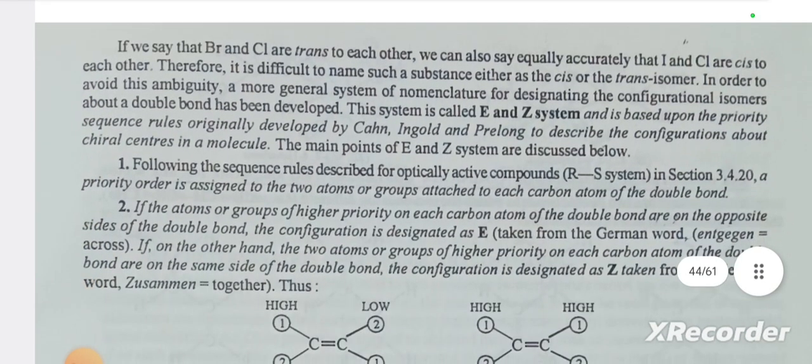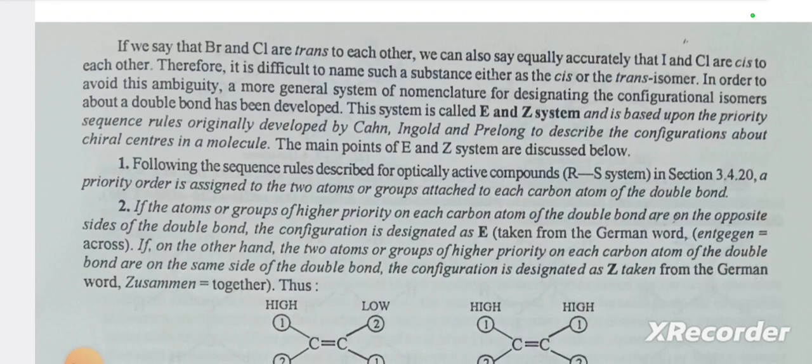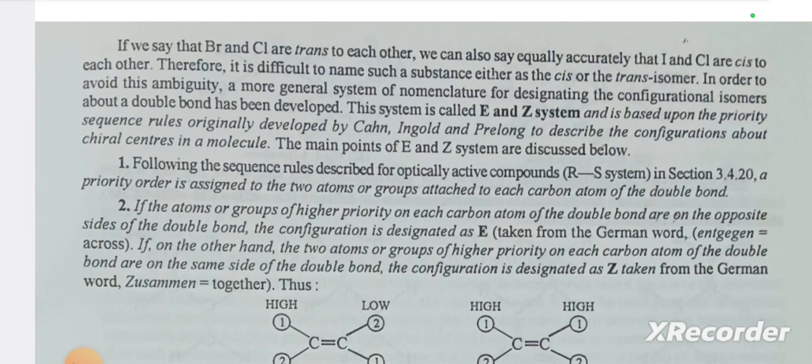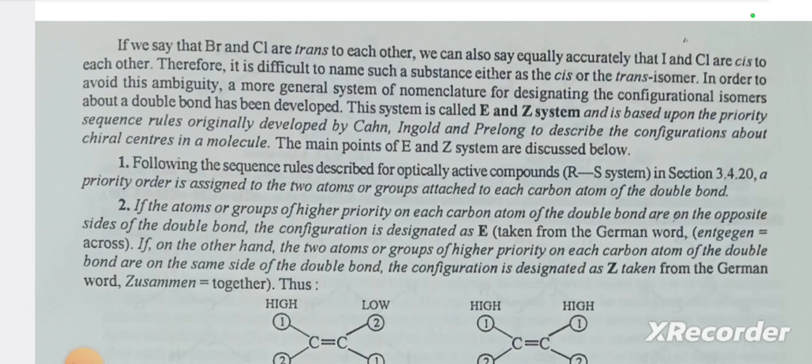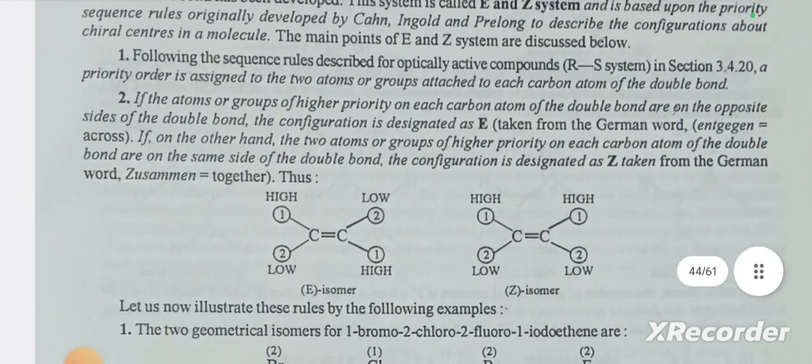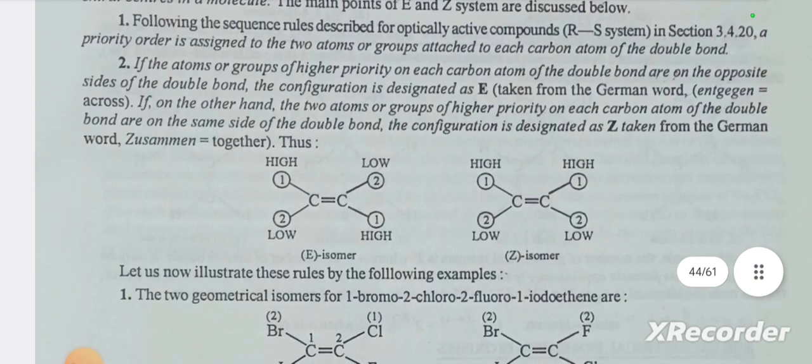If we say that bromine and chlorine are trans to each other, we can also say accurately that iodine and chlorine are cis to each other. Therefore, it is difficult to name such a substance either as the cis or trans isomer. In order to avoid this ambiguity, a more general system of nomenclature for designating the configurational isomers about a double bond has been developed. This system is called the E and Z system and is based upon the priority sequence rules originally developed by Cahn, Ingold and Prelog to describe the configurations about chiral centers in a molecule. The main points of E and Z system are discussed below.